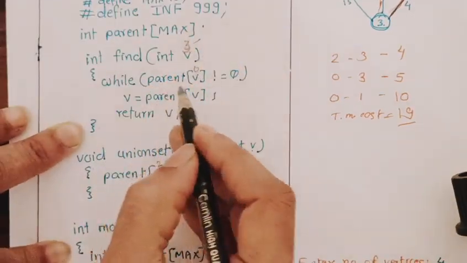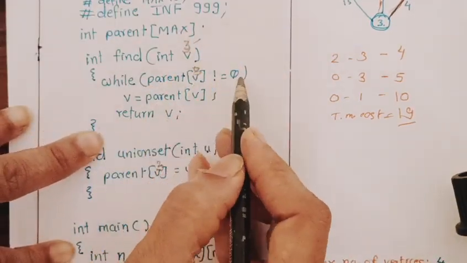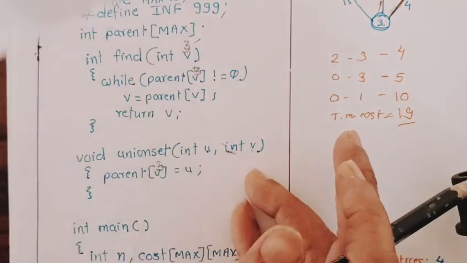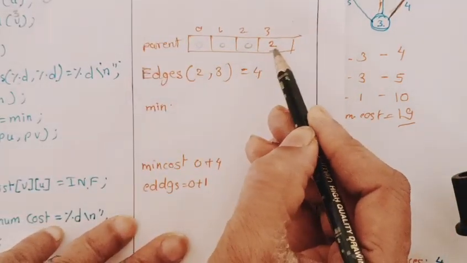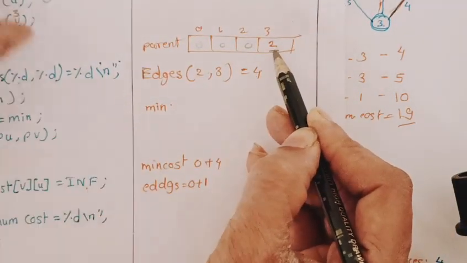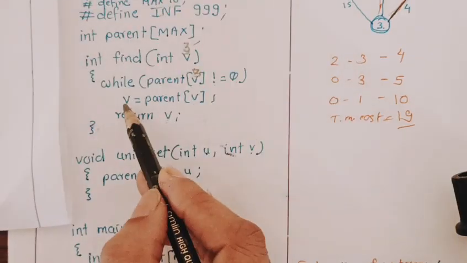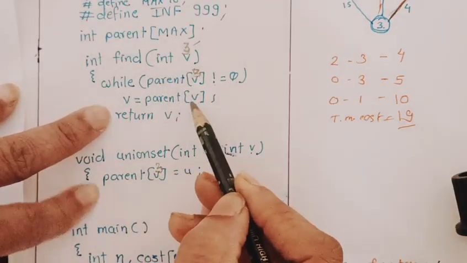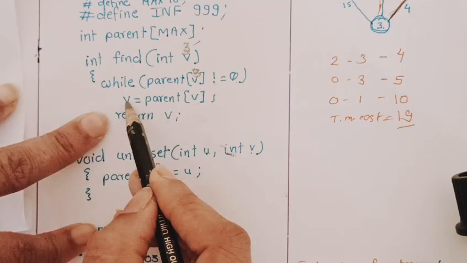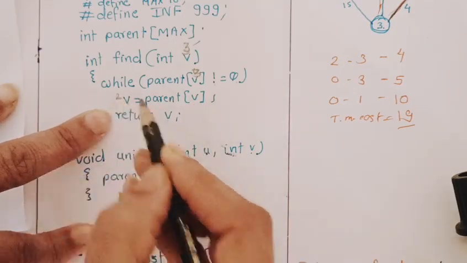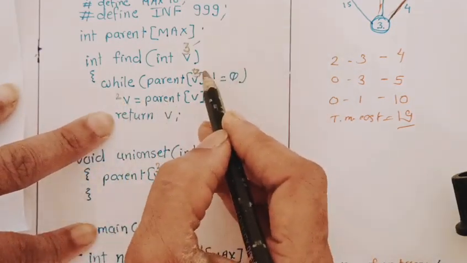So parent of 3 is not equal to 0. So check here whether parent of 3 is 0 or not. Parent of 3 is 2 here. Okay, not 0. So we have to execute this one: v equal to parent of v. So v value should be what? Now parent of v is 2. Next, again you have to continue the loop.